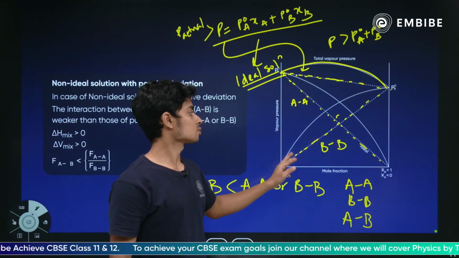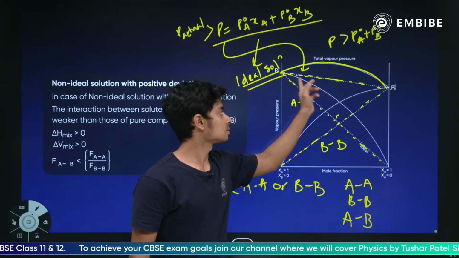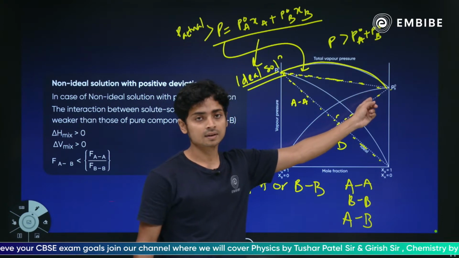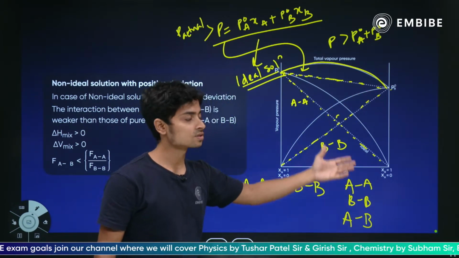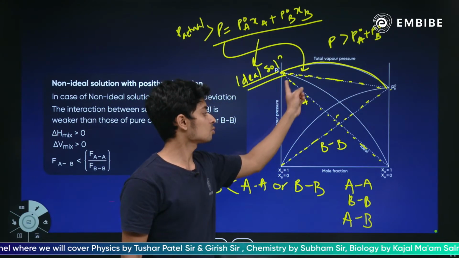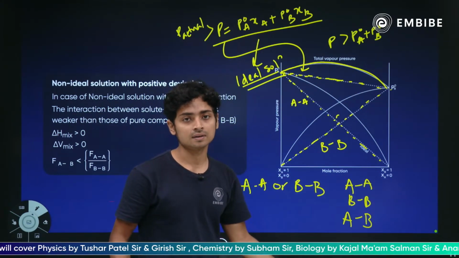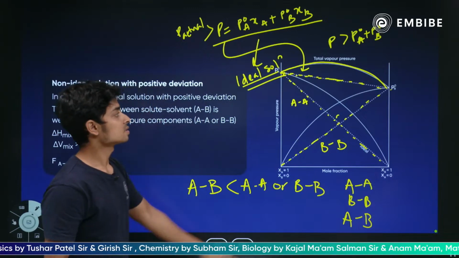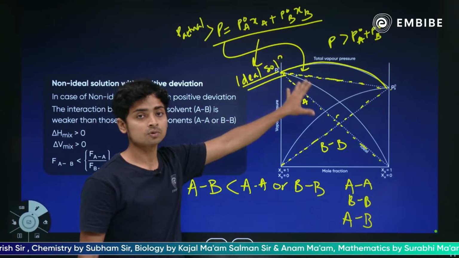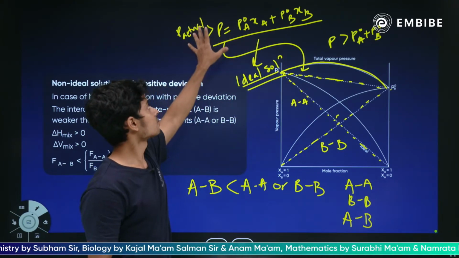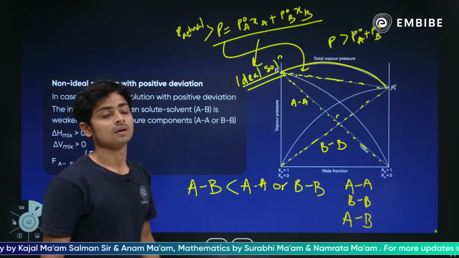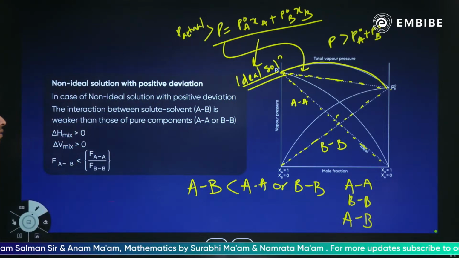Just remember this curve. If it was ideal, the points would have been a straight line, and here it would also have been a straight line. Since it is showing positive deviation, your curve will come from above, here also from above, so the values will be greater than that of ideal. This straight line has to follow this equation if both of them were ideal, but with positive deviation the actual values will be greater than that of this equation. Okay, so we'll continue.